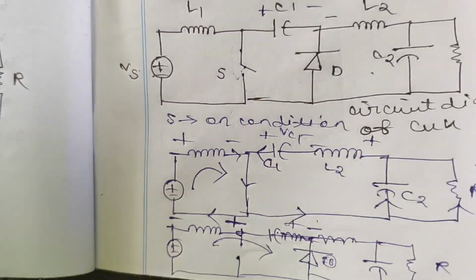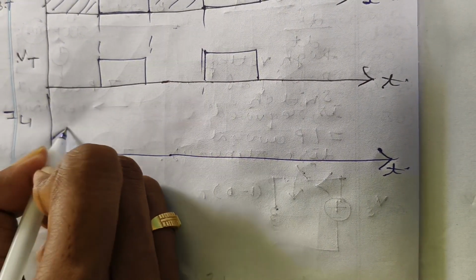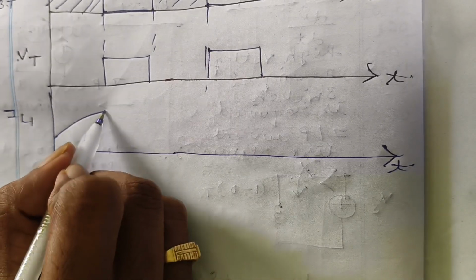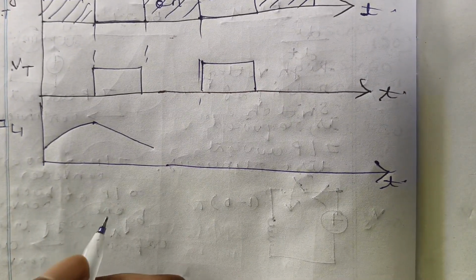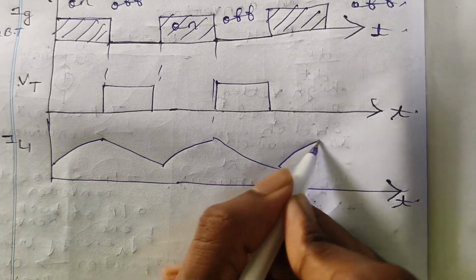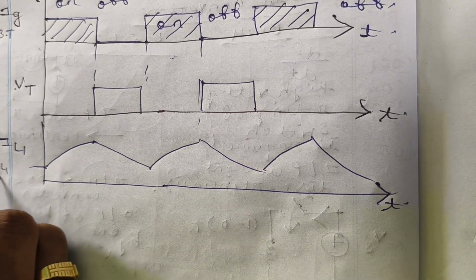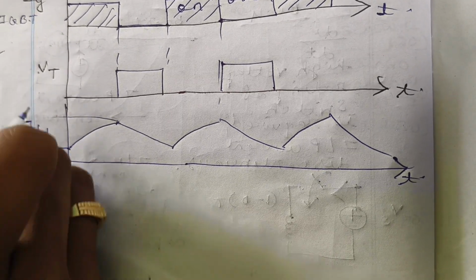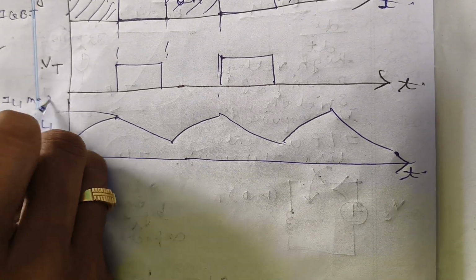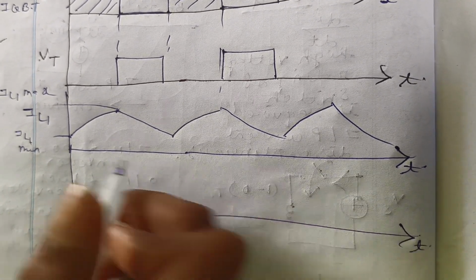Meanwhile, whenever the switch is on, the inductor is getting charged, so this charging phenomenon will happen, and whenever it is off, discharging will happen. Then again charging and discharging will happen, so we will get the waveform like this. So this is IL1 minimum and this was IL1 maximum. Then we will see the waveform of IL2.